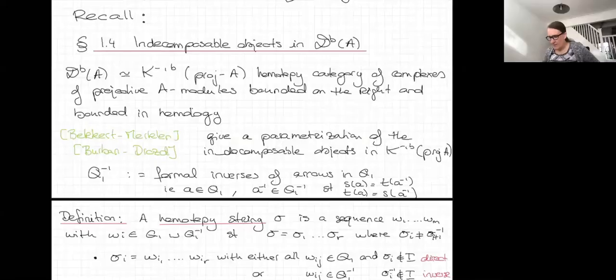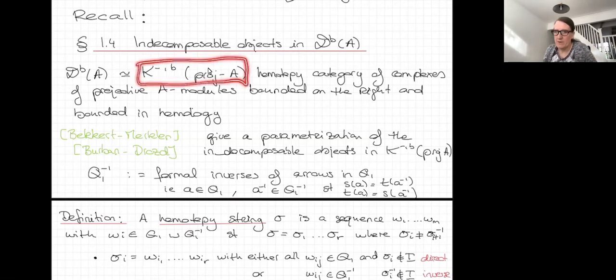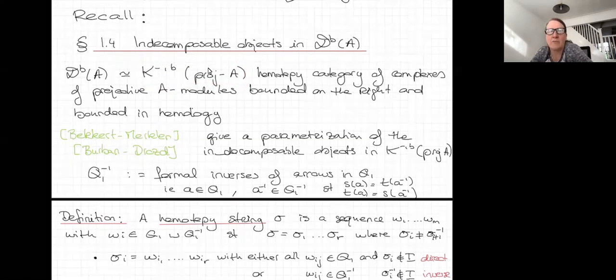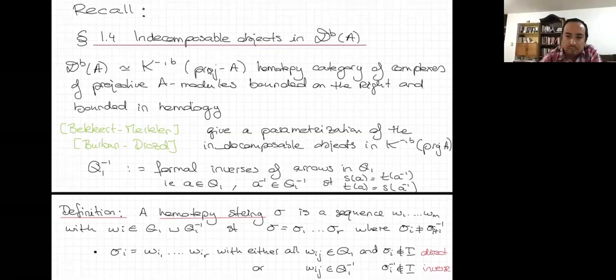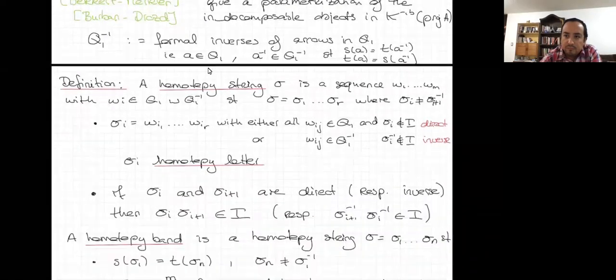So last time we had defined homotopy strings, which were going to give us the objects in the homotopy category, which is bounded complexes of projective A modules, bounded on the right and bounded in homology. And I said that these homotopy strings give a parameterization of the indecomposable objects there. So let me just briefly recall what a homotopy string is.